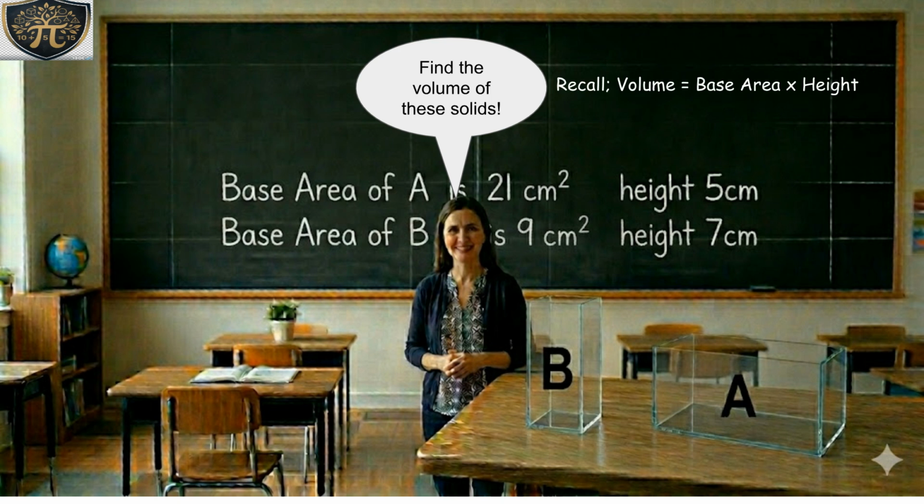Let's work on another problem. Recall that volume also equals base area multiplied by height. Now, find the volume of these two solids. Solid A has a base area of 21 square centimeters and a height of 5 centimeters. Solid B has a base area of 9 square centimeters and a height of 7 centimeters.